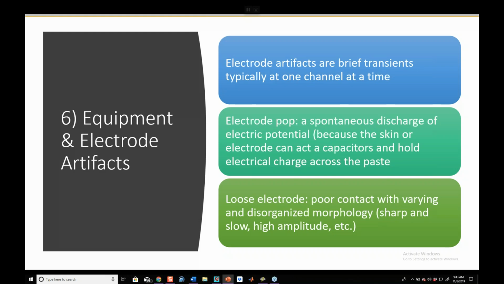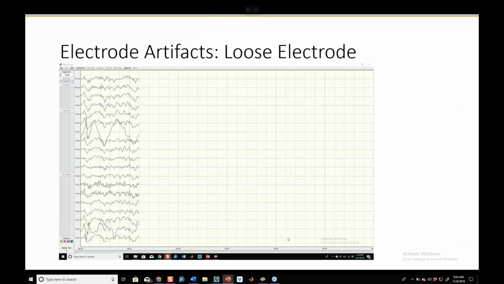Okay? An electrode pop is a spontaneous discharge of electric potential. And usually there's a little air bubble in your gel, or your electrode isn't secured well enough, and so you have a resulting pop. And lastly is a loose electrode. A loose electrode can happen for any reason. Even if you have spectacular impedance, if that individual shifts or moves, if they lean back against a chair and that electrode moves, what that's going to create is compromised contact and resulting disorganized morphology.